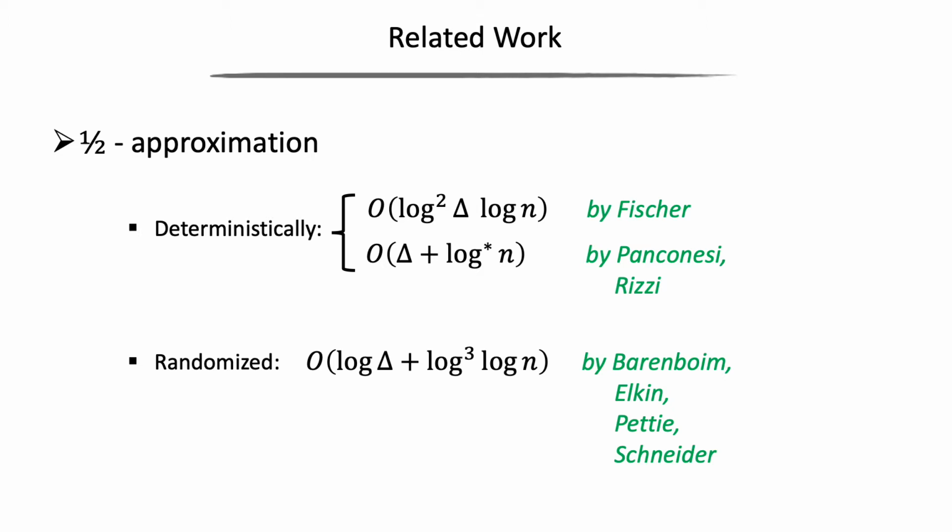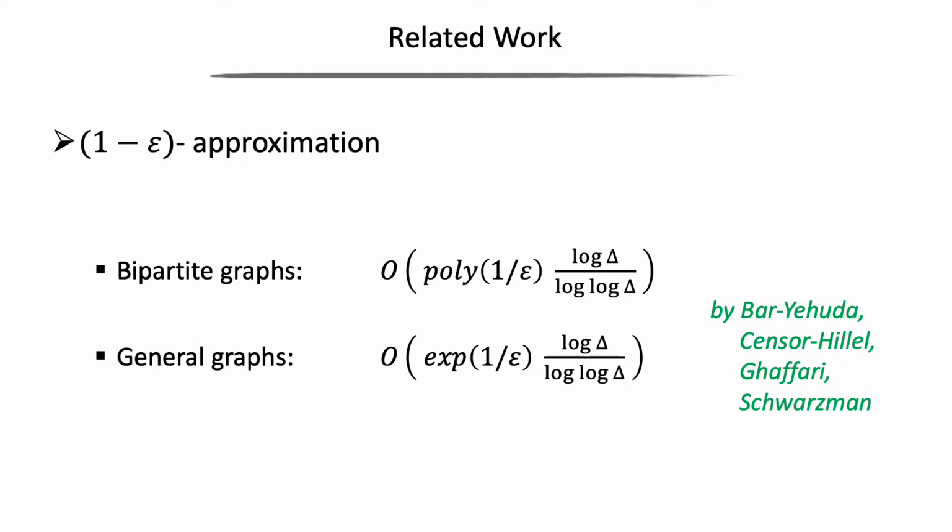Using randomness, we can be faster and solve the problem in time O of log delta plus some polylog of n. We can improve the approximation ratio to 1 minus epsilon with only log delta over log log delta rounds, with a dependency factor on epsilon, which is polynomial in bipartite graphs, but exponential in general graphs.